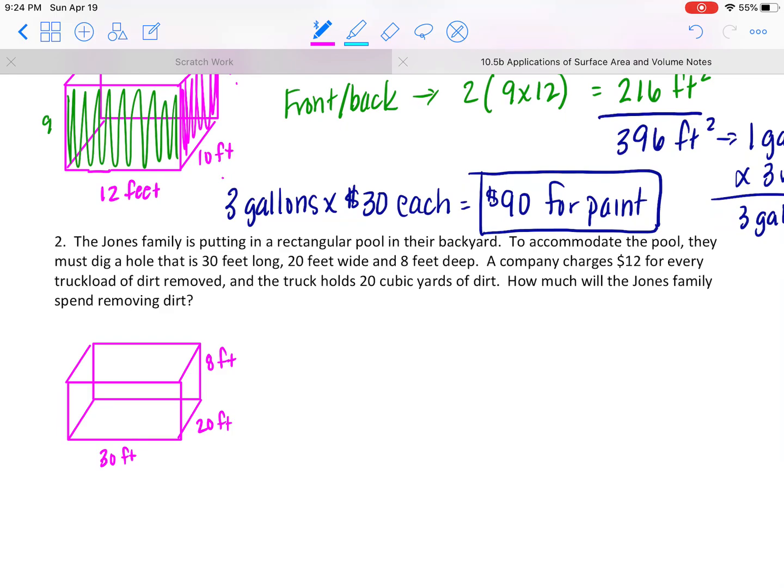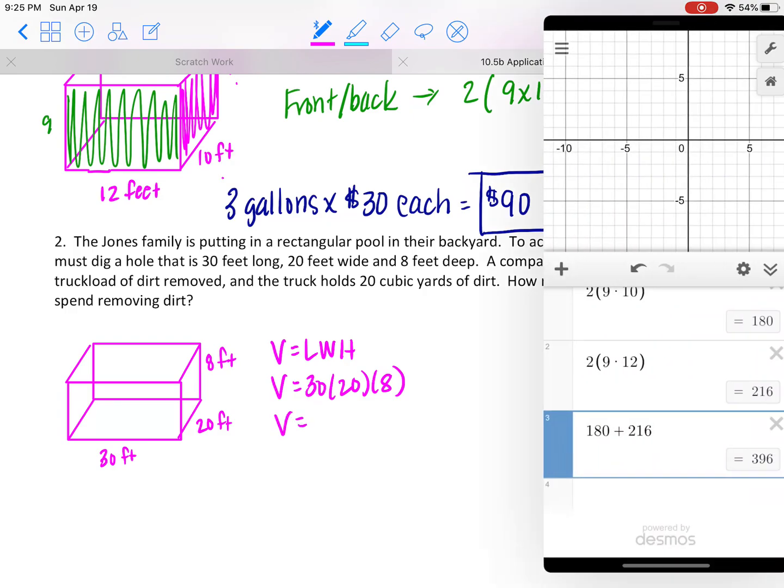Okay, so these are the dimensions here. This time they're digging a hole. So imagine they're trying to fit this rectangular prism in the ground, and we're going to be trying to figure out how much dirt they're taking out, how much dirt filled that hole before, right? So instead of surface area here, we're looking for how much dirt is in the space. That would be the volume. So the total volume here, volume for a rectangular prism is length times width times height.